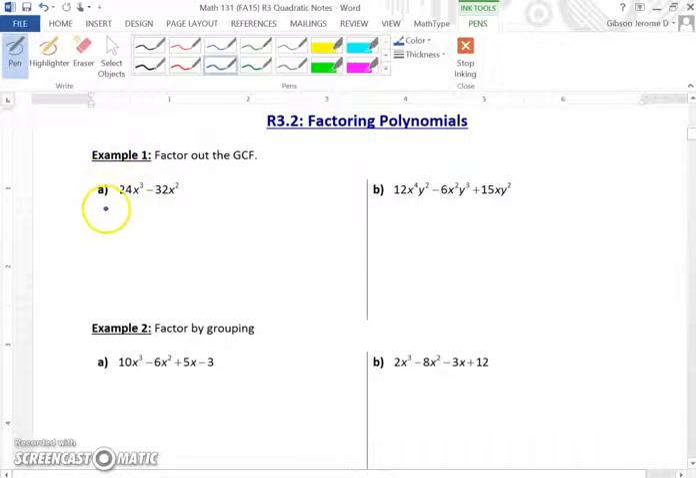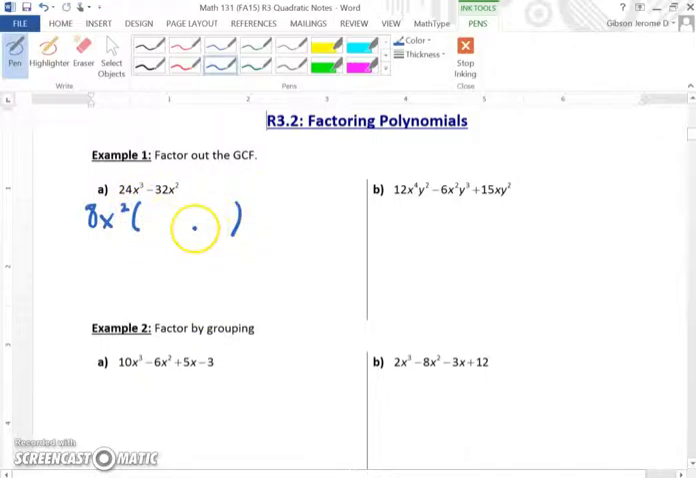So in example 1a, we have two terms, the 24x cubed and a minus 32x squared. So we look at the coefficients of 24 and 32. The greatest common factor of 24 and 32 is 8. Now we look at the variables. We have x cubed and x squared. Now looking at these variables here, if all terms have the same variable, we take the one with the lowest exponent as its greatest common factor. So that would be x squared. So we factor out 8x squared.